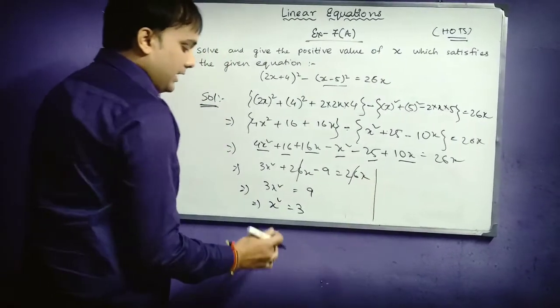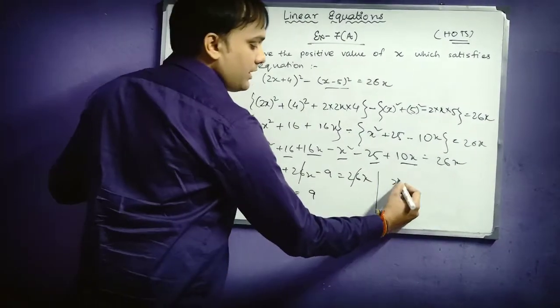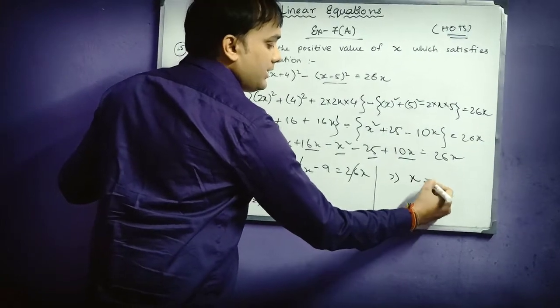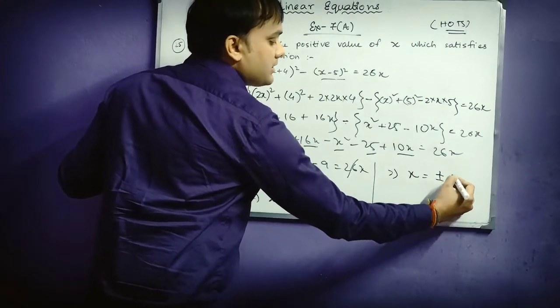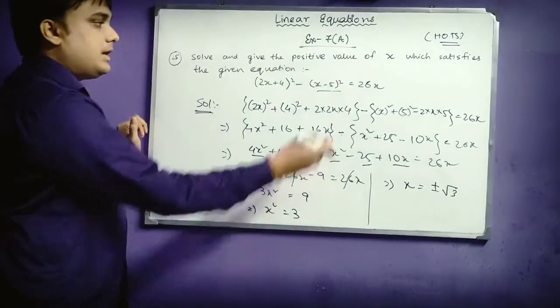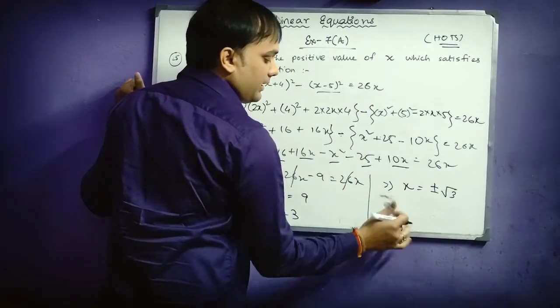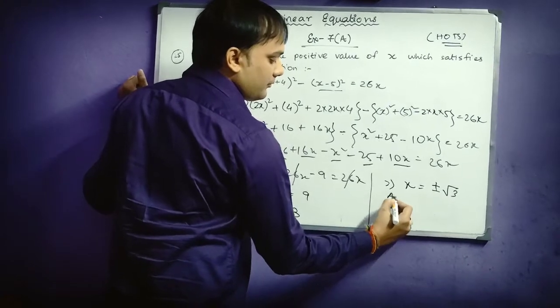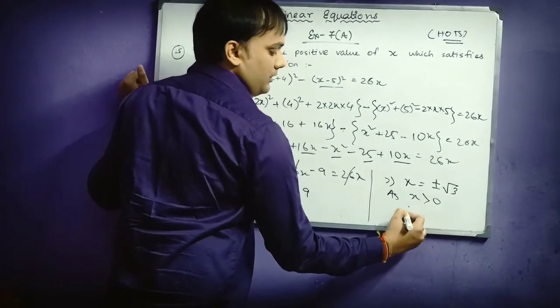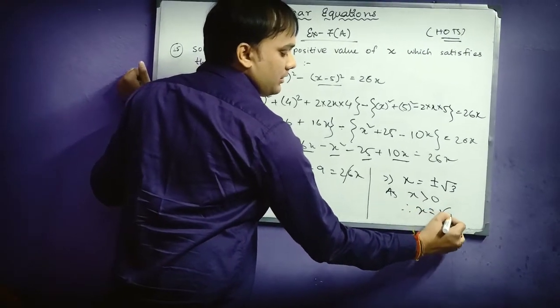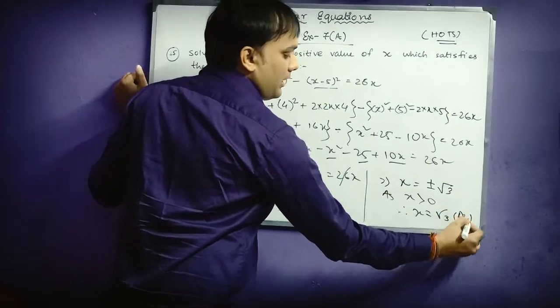So if x square is 3, x will be equal to plus minus root 3. But we are asked to take only the positive value of x. So we'll write here x is greater than 0. Therefore, x will be equal to root 3, which will be our answer.